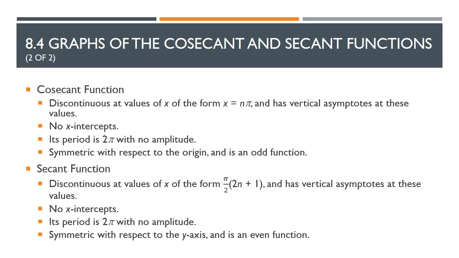The secant function is discontinuous at values of x in the form of pi over 2 times 2n plus 1. Now that translates to the odd multiples of pi over 2. So pi over 2, 3 pi over 2, 5 pi over 2, 7 pi over 2, and the negatives of those, which are the places where the cosine is 0. It has vertical asymptotes at those values. It also has no x-intercepts. It has a period of 2 pi, just like cosine, and no amplitude. It is symmetric, again like the cosine, with respect to the y-axis, which makes it an even function.